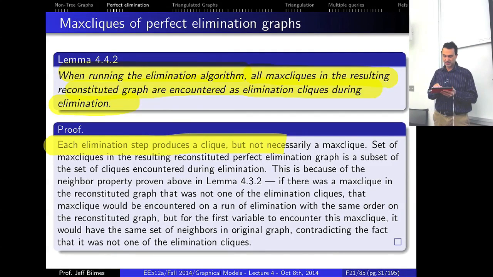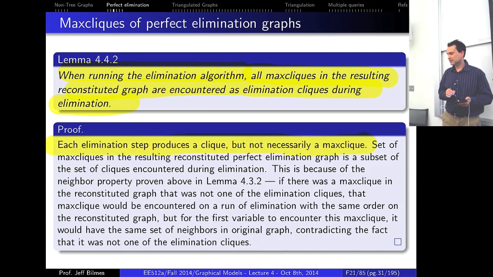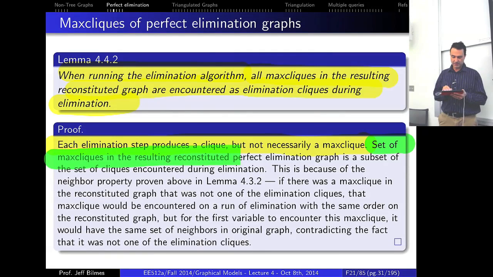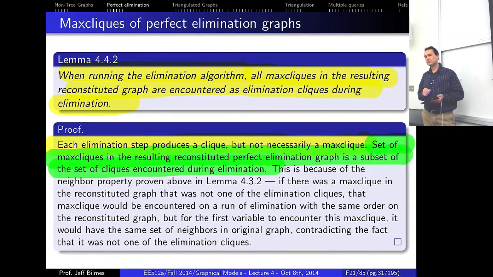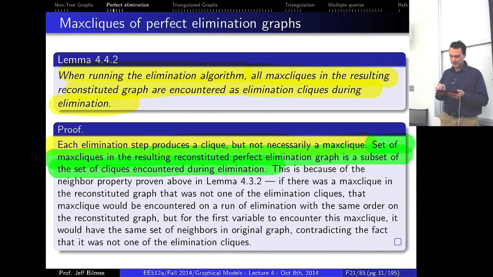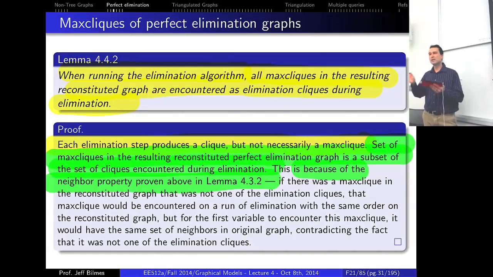So each elimination step produces a clique, right? Like I just argued, but not necessarily a max clique. And so I'm going to try to break these into logical steps in terms of color. The set of max cliques in the resulting reconstituted perfect elimination graph is a subset of the set of cliques encountered during elimination. Right? So what we're saying is that the elimination cliques are a superset of the set of max cliques. And the reason for this is because of the neighbor property proven before. Remember, when we eliminate a vertex in the original graph and then in the reconstituted graph using the same elimination order, the neighbor set is the same.